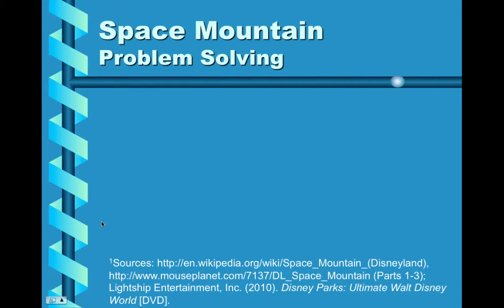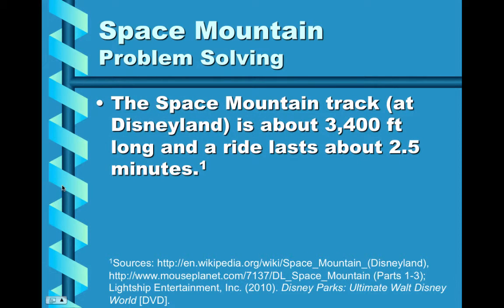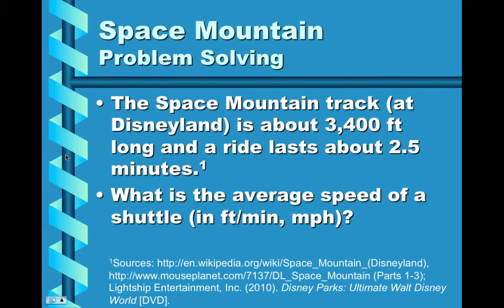Okay, let's do some problem solving here. The Space Mountain track at Disneyland is about 3,400 feet long, and a ride lasts about 2.5 minutes. So what is the average speed of a shuttle? First in feet per minute, and then converting that to miles per hour. So go ahead and pause the video here and solve that problem and see what you get in the next slide.